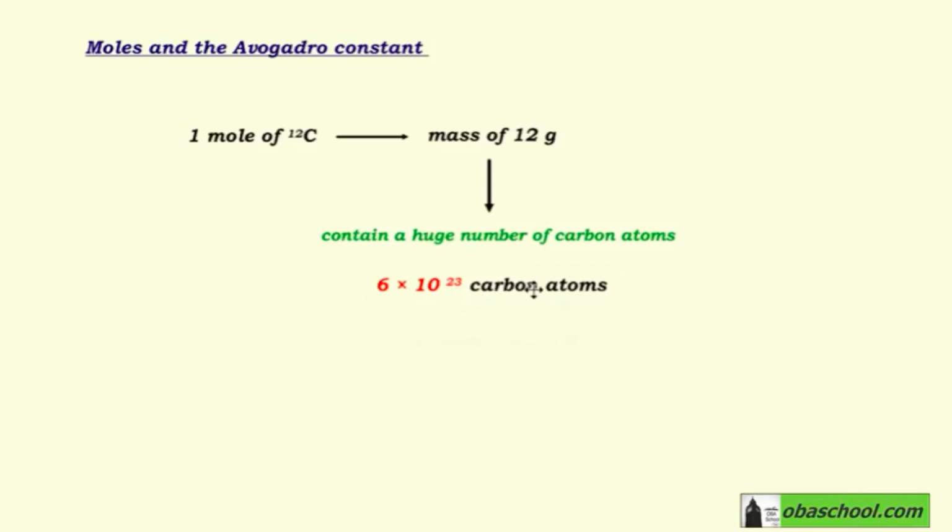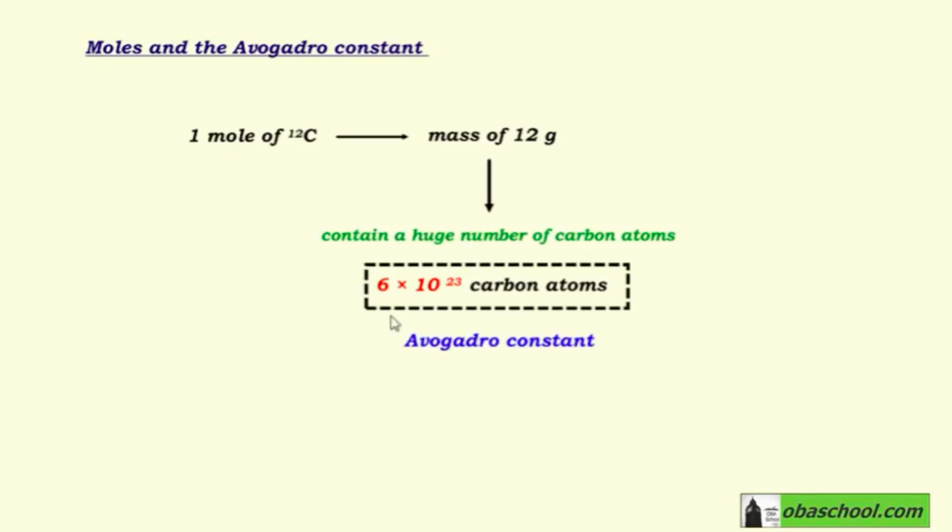In 1 mole of carbon, we have 6 times 10 to the power 23 carbon atoms. This number is called the Avogadro's constant, which never changes. It's always constant with any element.